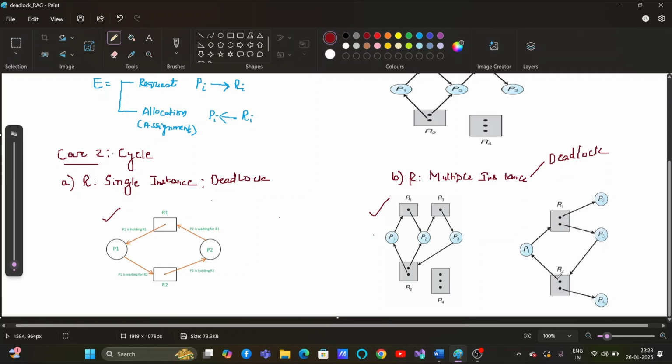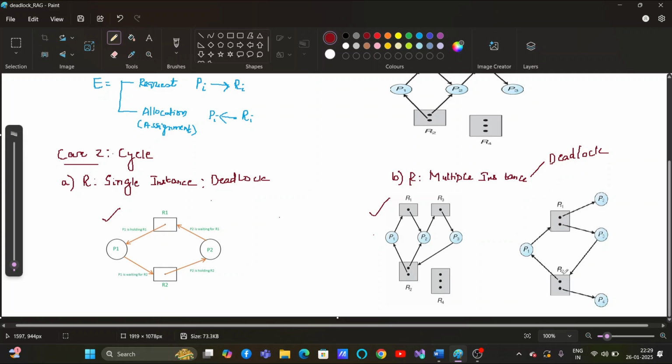How can we say that there is no deadlock here? Because P1 is holding R2 and requesting R1. P2 is holding only R1 and is not requesting anything, so it can complete its execution. After completing its execution, it will release R1, and that R1 can be assigned to P1. Very simple. Did you understand?